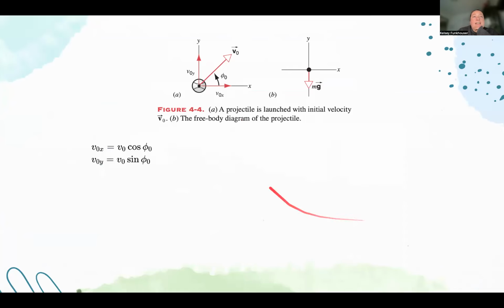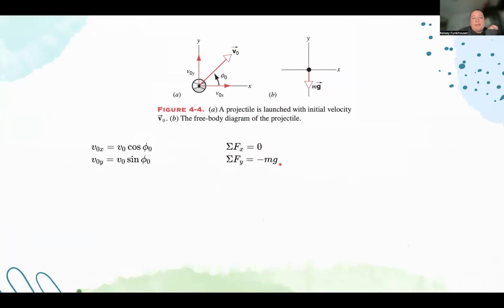The initial velocity is at an angle, as we saw. So we have to break it into components. The initial x velocity is v naught cosine of phi naught, and the initial y velocity is v naught sine of phi naught. And again, the only force acting is the weight force, so we can get our sum of forces equations. And we see that there is no force acting in the x direction, so it's just 0. And in the y direction, it's negative mg.